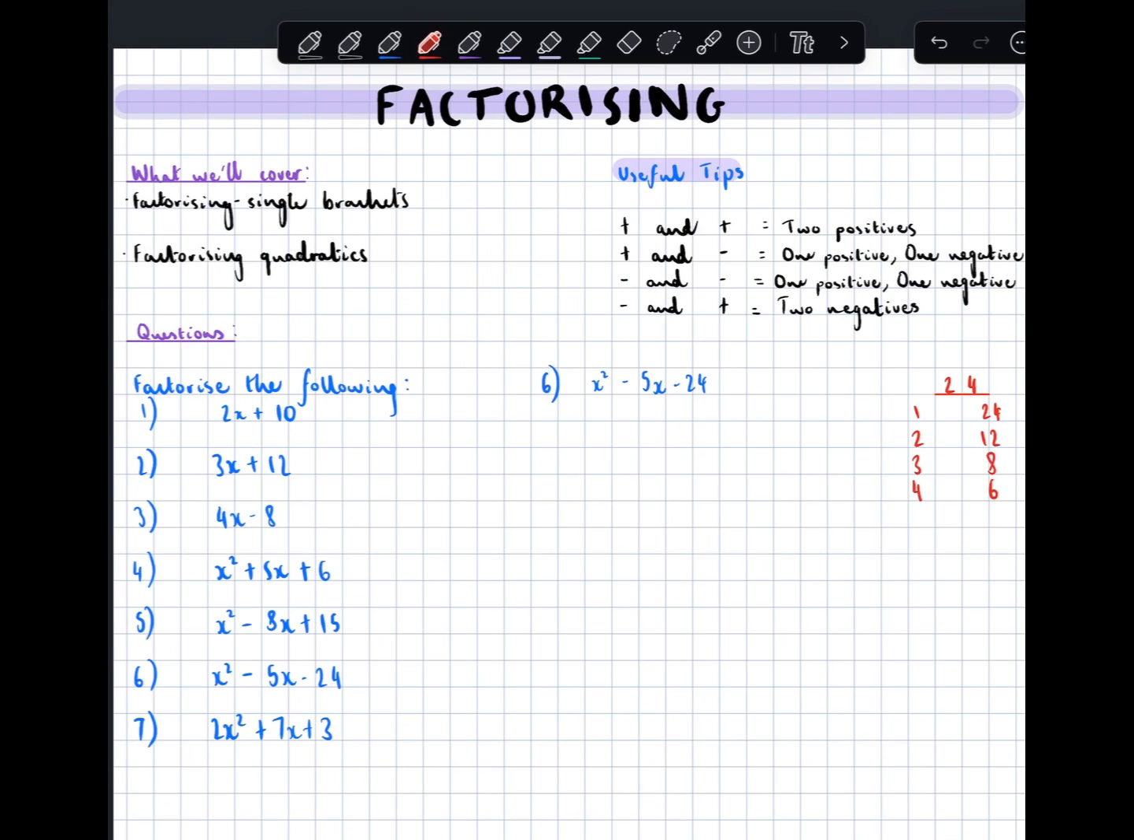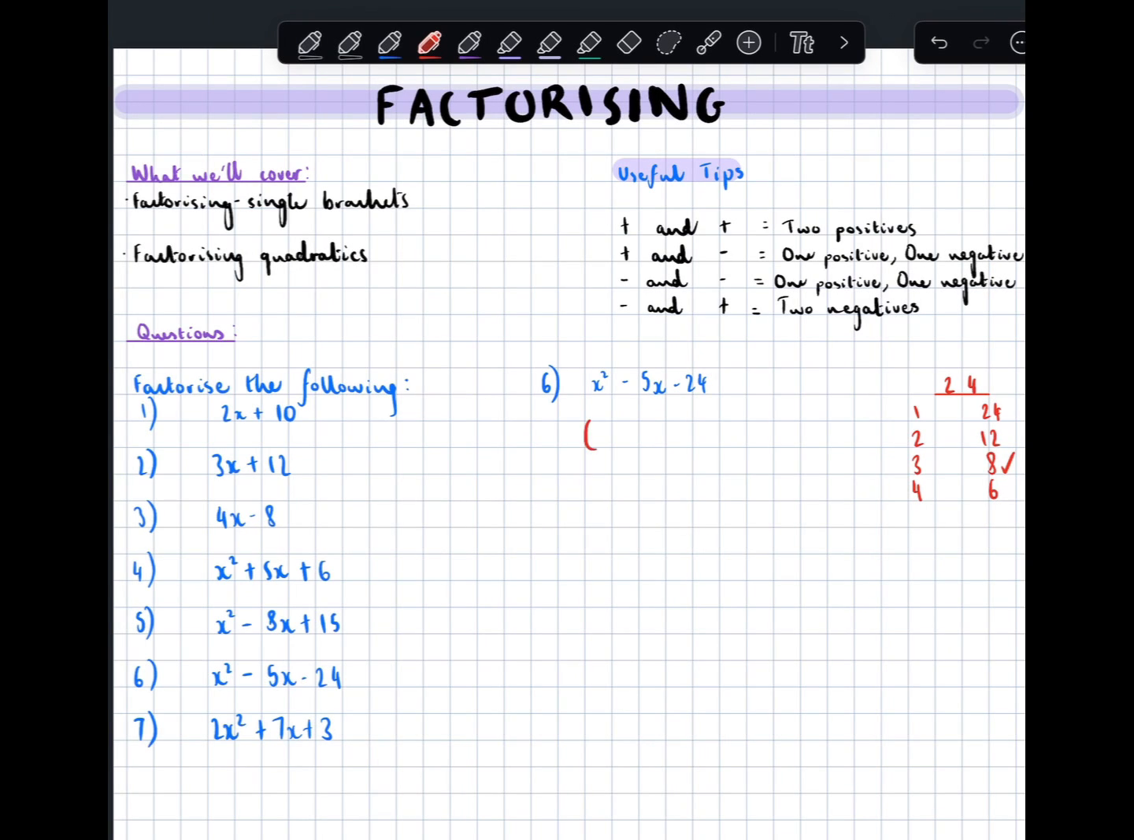Now, there aren't any other factors here, and we do know that one of the factors will be positive and one will be negative, and we're trying to find ones that will add or minus to give us minus 5. Now, the one that sticks out to me is 8 and 3. So we can see that if we use positive 8 and then minus 3, apologies, I meant if we use positive 3 and minus 8, that will give us negative 5.